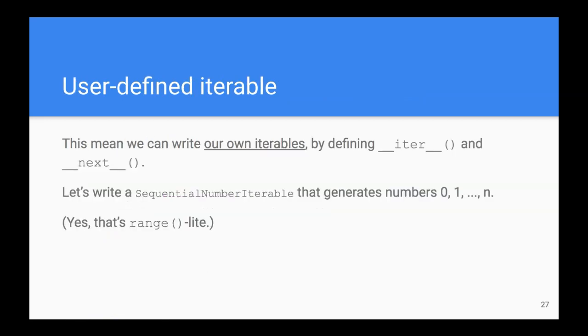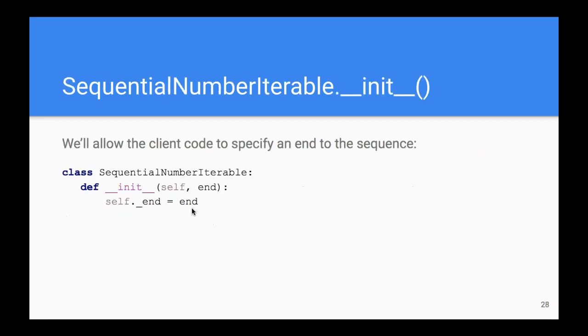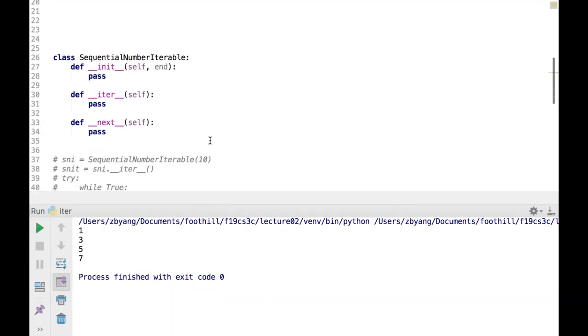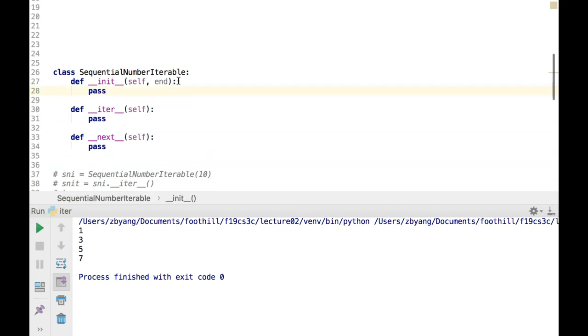As an illustration, let's write our own iterable called a sequential number iterable. All it does is generate sequential numbers starting at 0, 1, 2, all the way up to some end. If you recognize it, it's like the range class or range function, but it's not yet as full-featured as range; it's kind of a range-lite. So let's start doing that, and I already have the skeleton code here.